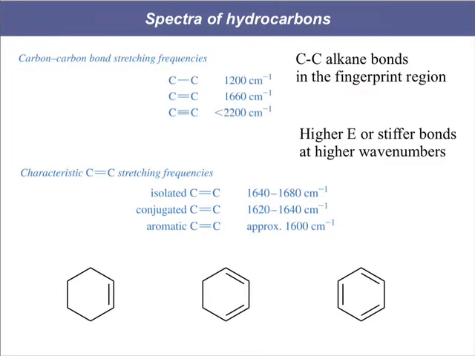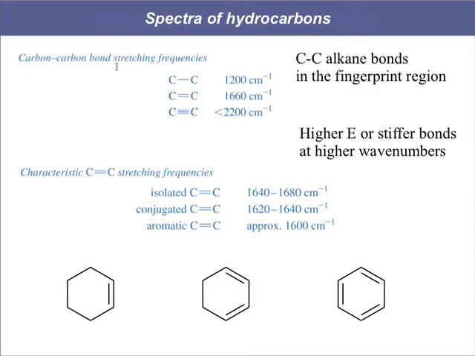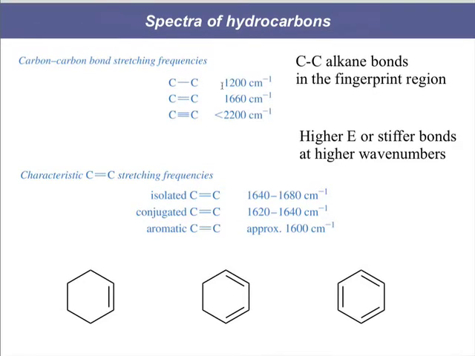Let's look at some spectra of hydrocarbons and the type of frequencies that we can expect to see. We saw this earlier in our table that carbon-carbon bond stretching frequencies will range from 1200 when they are single bonds to around 1650, 1660 when they are double bonds to slightly less than 2200 when they are triple bonds. And again, these are wave numbers.